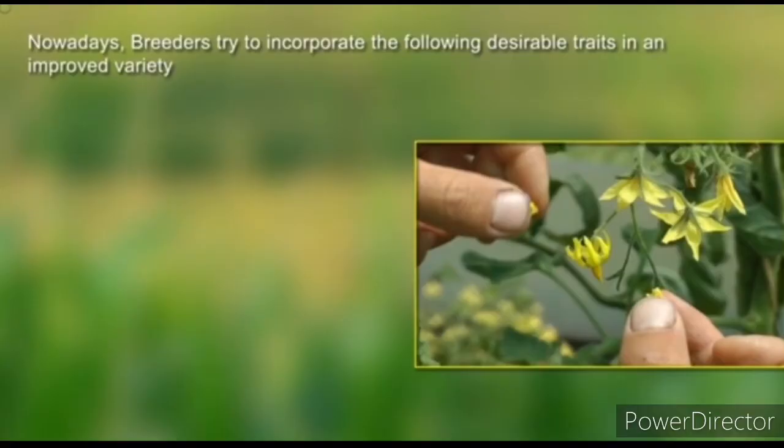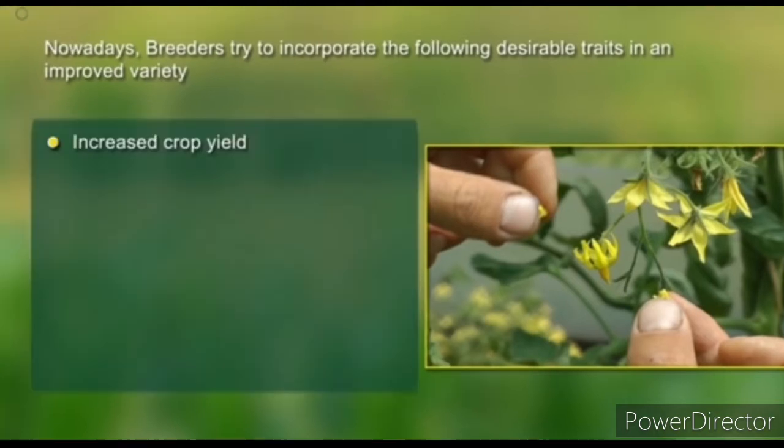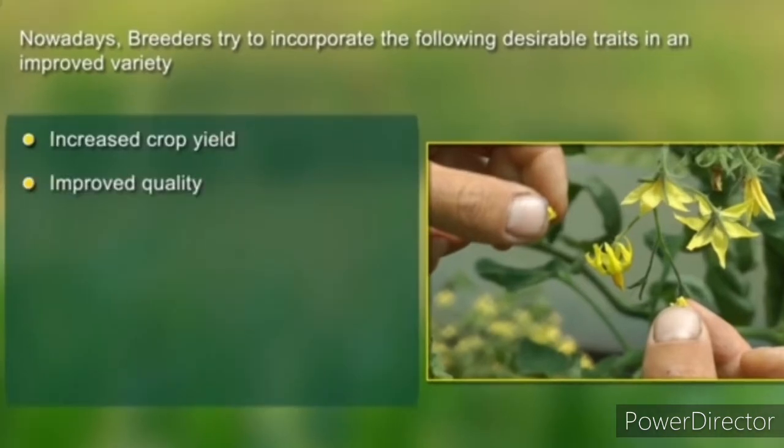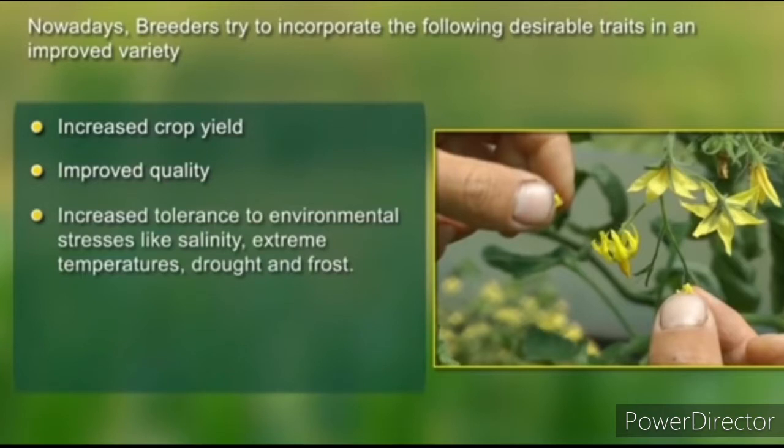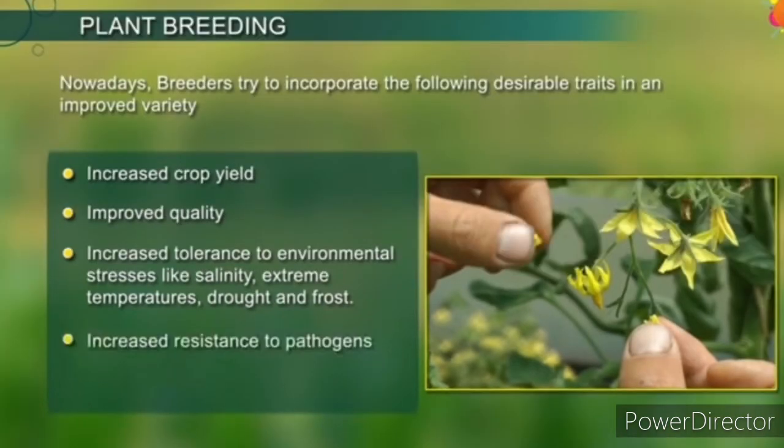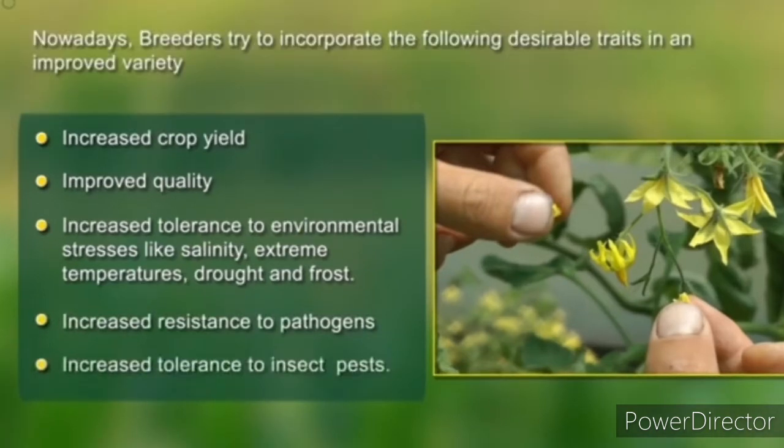Nowadays, breeders try to incorporate the following desirable traits in an improved variety: increased crop yield and improved quality, increased tolerance to environmental stresses like salinity, temperature, and drought, resistance to pathogens like virus, fungi, and bacteria, and increased tolerance to insect pests.